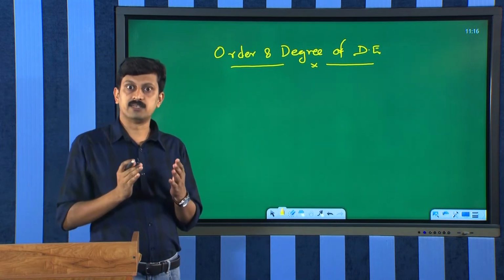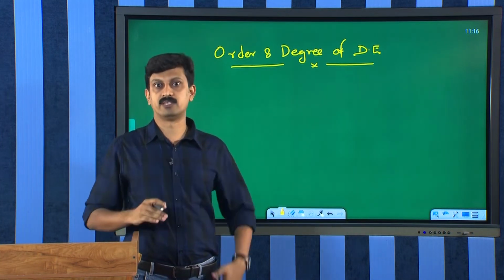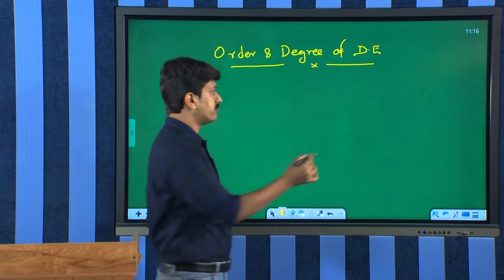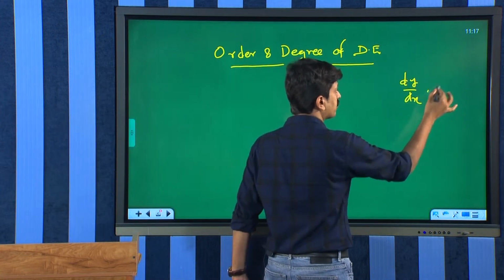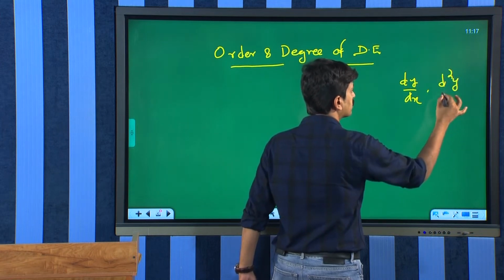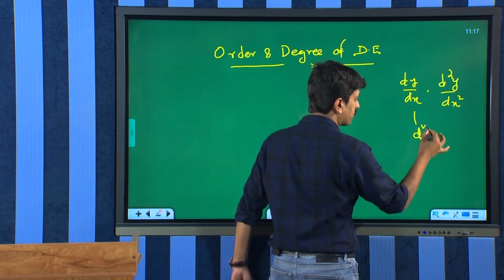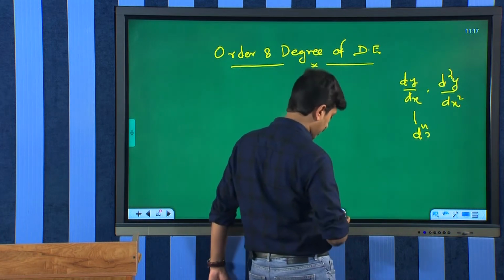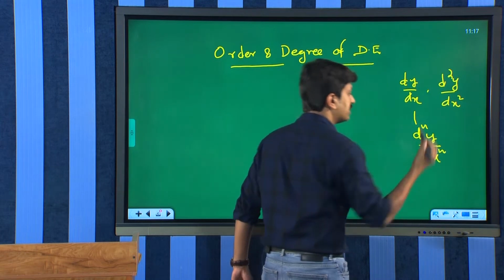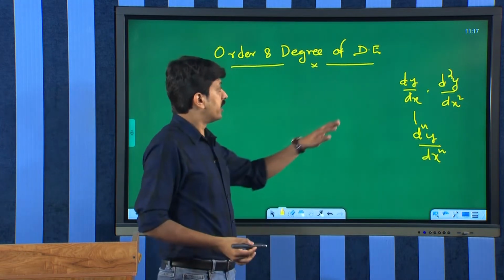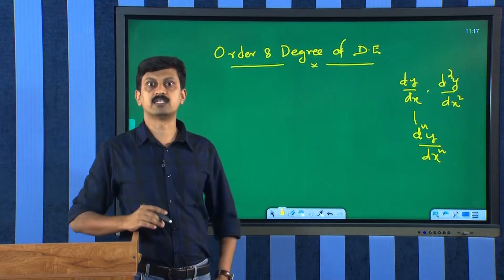As we discussed, a differential equation may contain many ordered derivatives. There is the first order derivative dy by dx, and the second order derivative d square y by dx square. Similarly, it may have the nth order derivative d raised to n y divided by dx raised to n. So, derivatives of any order may appear in a differential equation.